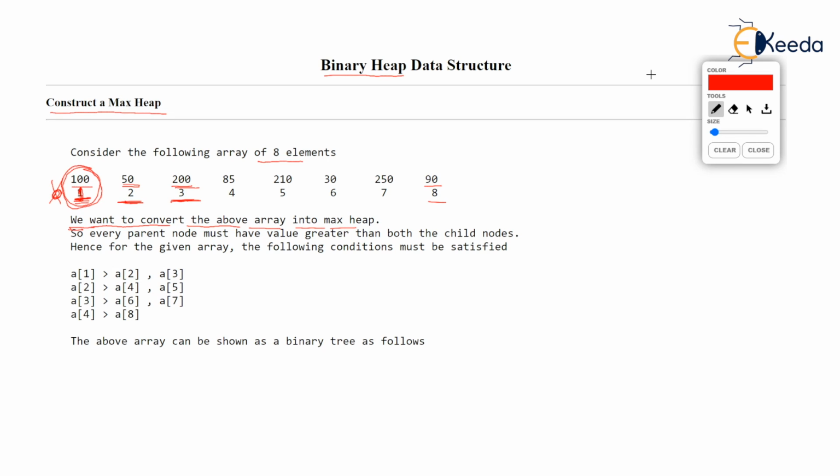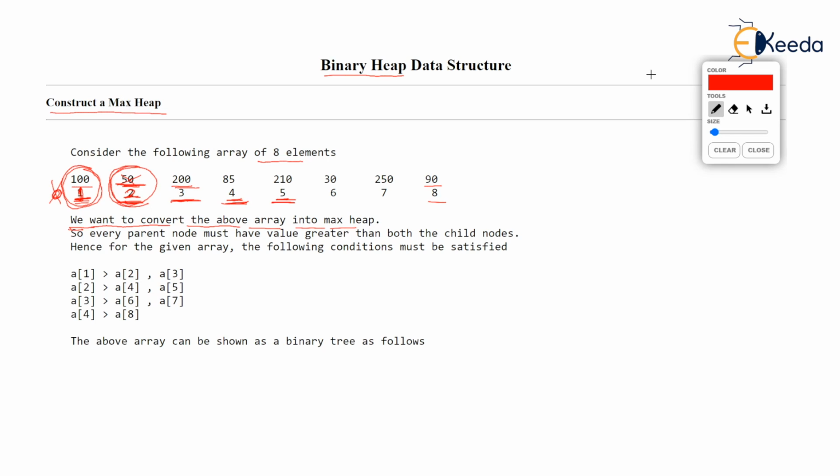Now again, the second element of this array. Where are the children of the second element? The second element has children at 2 into 2, that is 4, and 2 into 2 plus 1, that is 5. In fact, the fourth element is the left child, and 2 into 2 plus 1, the fifth, is the right child. So this second element should have a value which is greater than 85 and 210. Only then it will be a max heap, because the parent value must be greater than its children.